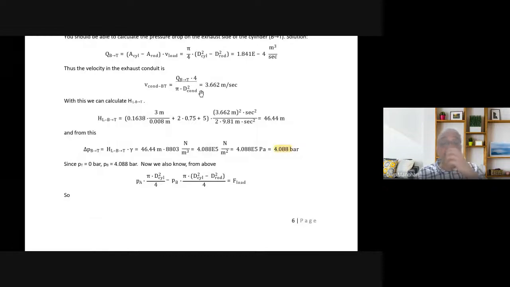We have calculated the PA. Now we write the equation: PA into pi by 4 d square minus PB into pi by 4 d square. We know PA, we know the pressure at B. So PA into area minus PB into area gives you the friction load, that load on the system. So let us see the next slide.